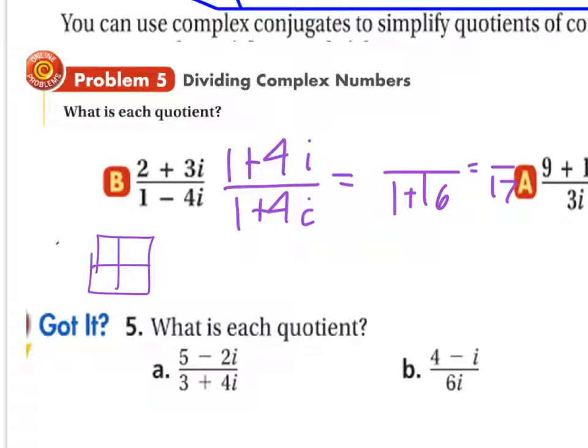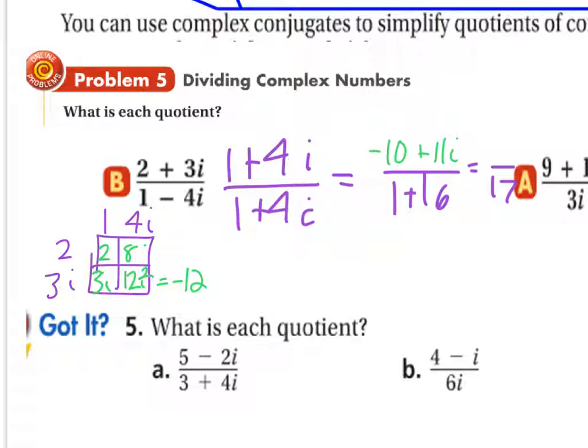Still making kind of a little box here, but okay. So 2 and the 3i, the 1 and the 4i. And so, okay, we've got 2, we've got 8i, we've got 3i, and we've got 12i squared, which would really be a negative 12. So negative 12 and 2, we'd be talking negative 10 plus 11i. Now that's really over the 17.